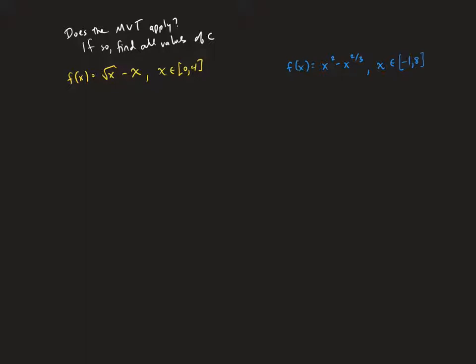So the first thing I'm going to do in here is find the derivative. And of course, the square root of x is x to the 1/2, so the derivative of that would be 1/2 x to the negative 1/2 minus 1. And then because I'm going to be doing some math with this, I'm going to go ahead and write that as what it means.